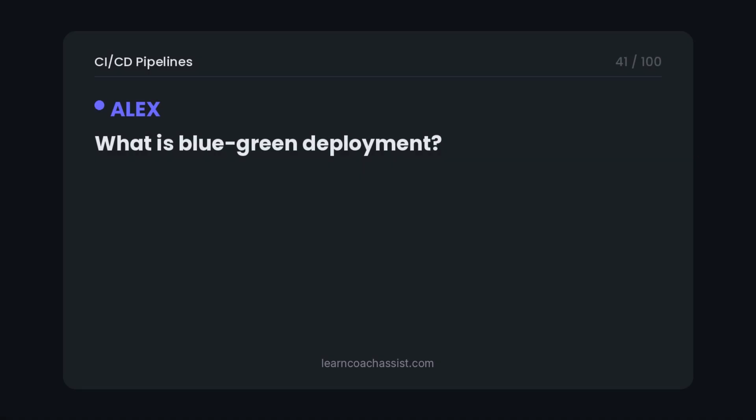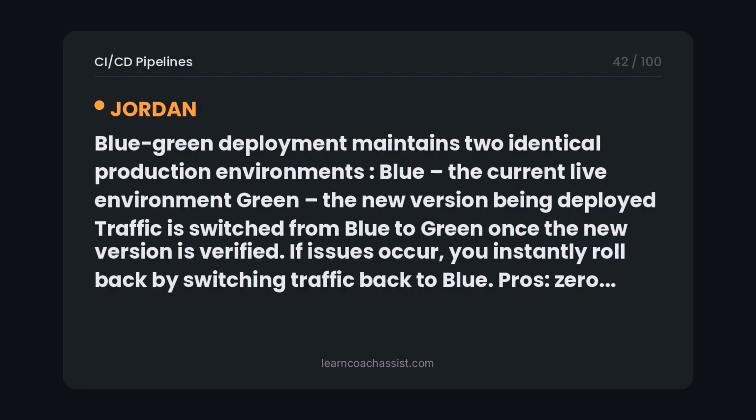What is blue-green deployment? Blue-green deployment maintains two identical production environments: blue, the current live environment, and green, the new version being deployed. Traffic is switched from blue to green once the new version is verified. If issues occur, you instantly roll back by switching traffic back to blue. Pros: zero downtime, instant rollback. Cons: requires double infrastructure, database migrations can be complex.